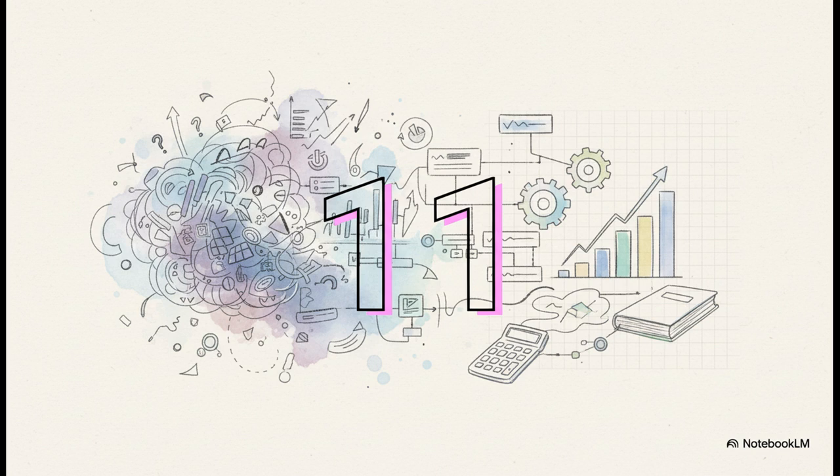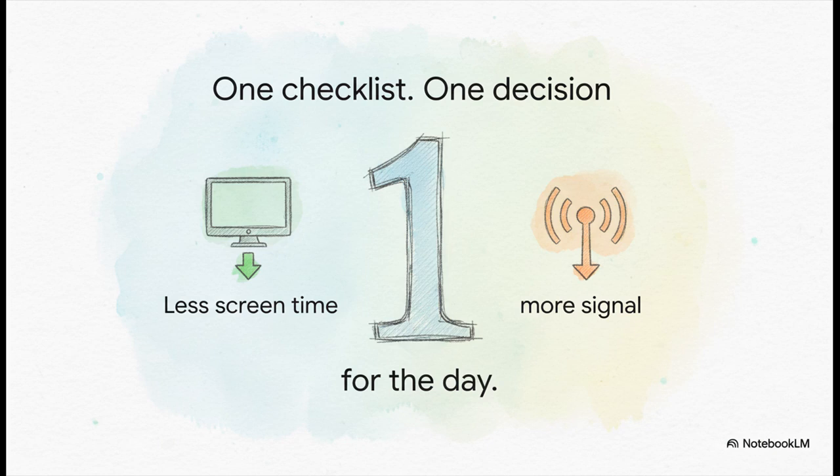Let me give you a really concrete example of what that efficiency actually looks like in practice. A core part of this whole system is an 11-minute pre-market checklist. You actually build this yourself in weeks 3 and 4. And that's it. 11 minutes. That's all it takes to make one single, clear, data-driven decision for the entire day. And the result? You get way less screen time and a much, much sharper signal.